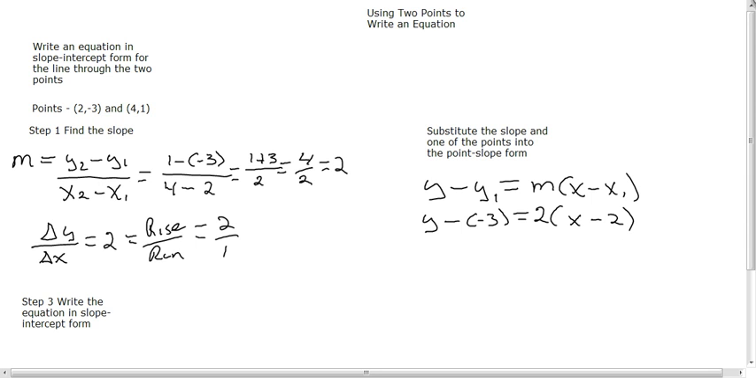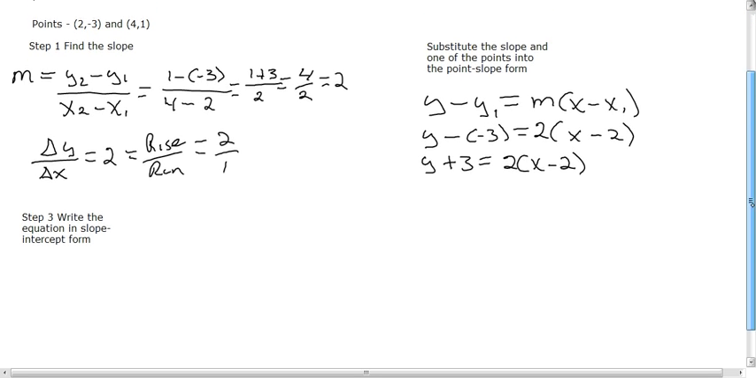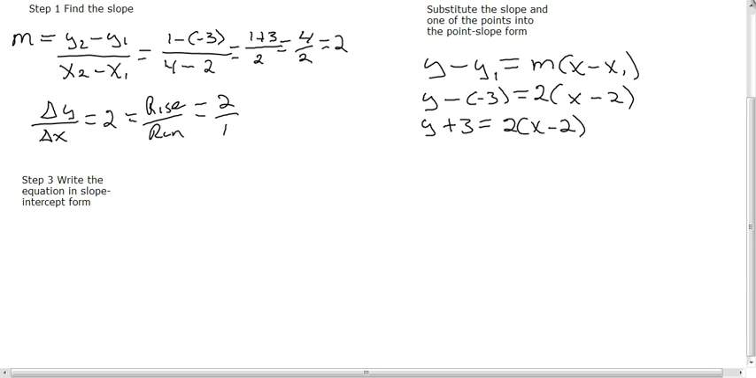Okay, so we have one more step, but let's go ahead and fix this left side over here because we have that minus negative. So let's make that y plus 3 is equal to 2 times x minus 2. Okay, that gives us our point slope form. So now all we've got to do, last step, is to go ahead and write the point slope form into slope intercept form. This is our third step. So really, again, nothing devastating yet.